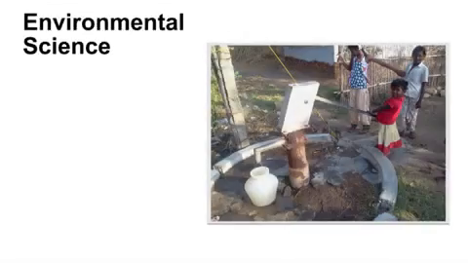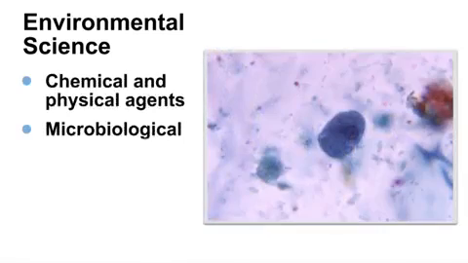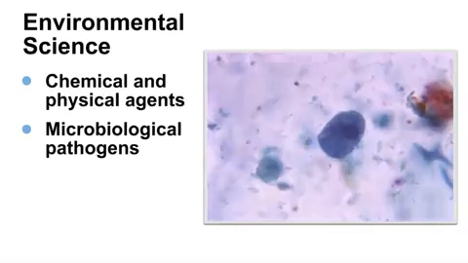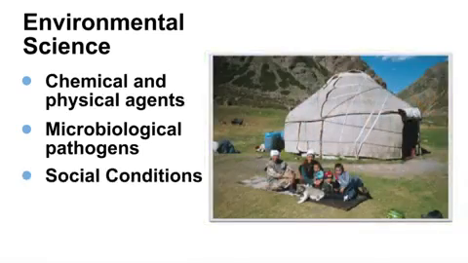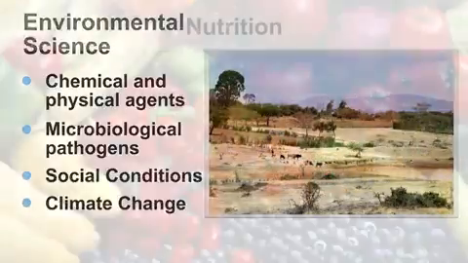Environmental epidemiologists focus on environmental exposures or factors that affect health outcomes. Examples of environmental exposures or factors include chemical and physical agents, microbiological pathogens, social conditions that can affect environmental exposure, and climate change.